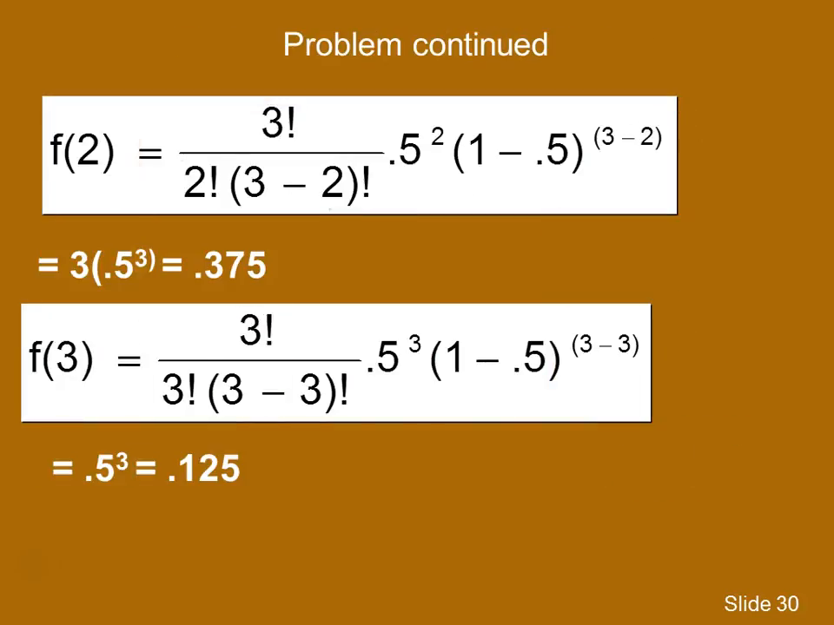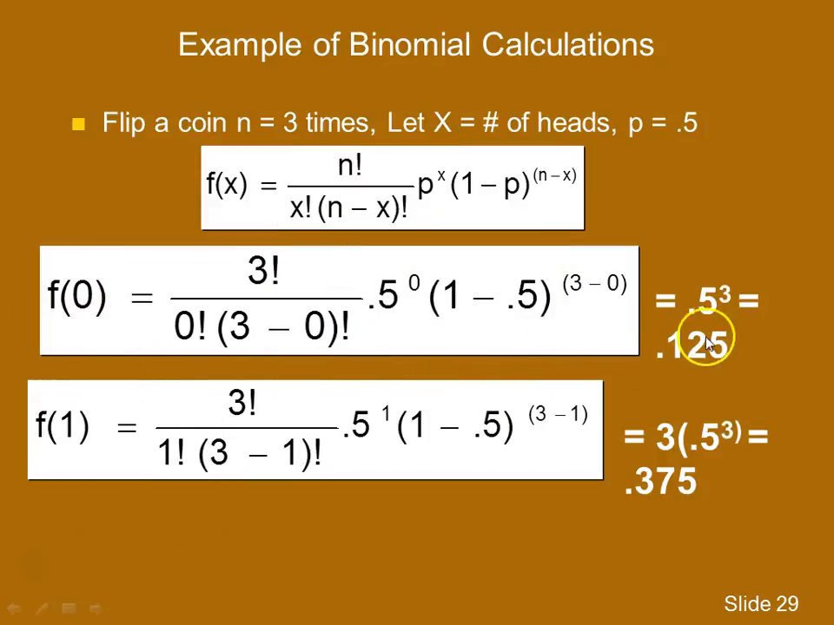Let's jump ahead for just a moment to f of 3, the probability of 3 heads. Again, here's the combination part, which is just going to equal the number 1, because there's only one way of getting 3 heads in 3 flips. A half cubed, a half to the 0, this drops out of the formula. Again, we're left with a half cubed, or 0.125. So notice f of 3 and f of 0 are the same probabilities. And as it turns out, f of 1 and f of 2 are going to be the same by symmetry.